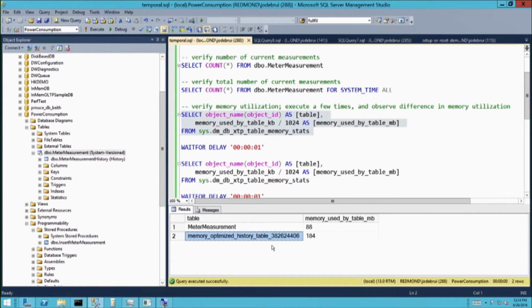Now, I told you earlier that the history lives on disk. So why is there a memory optimized history table? Well, it's there for performance reasons. When you do an update of a row, we need to insert it to the history table at the same time.